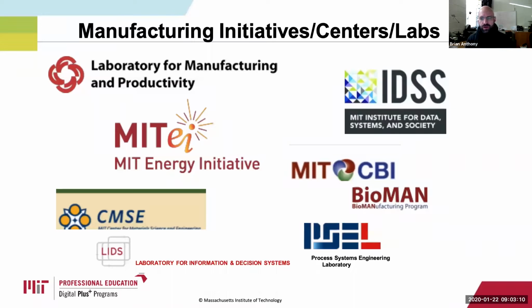As well, there are a number of other centers and labs across campus that are involved in various aspects of manufacturing. There's the MIT Energy Initiative, which helps to lead an effort looking at how to save energy in the large energy-consuming manufacturing industries. There is the Laboratory for Information and Decision Systems, the Institute for Data Systems and Society, which deal with all types of data, but certainly the types of data that come from manufacturing environments. And then we do biomanufacturing, chemical manufacturing, looking at processes, materials.